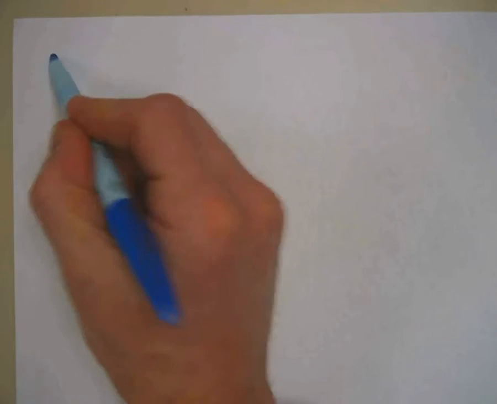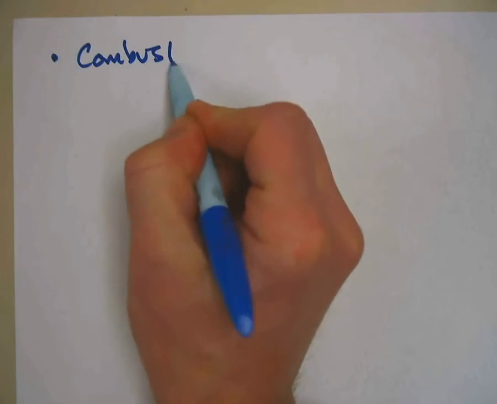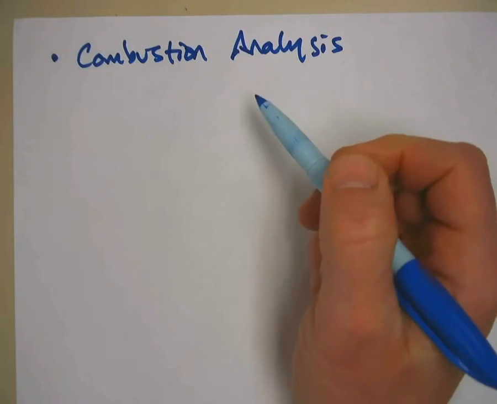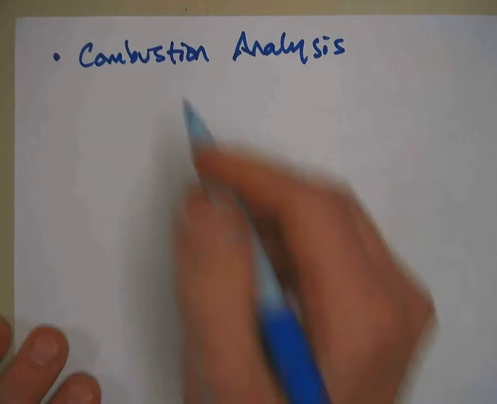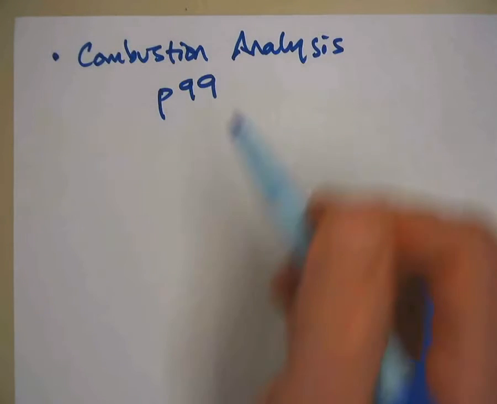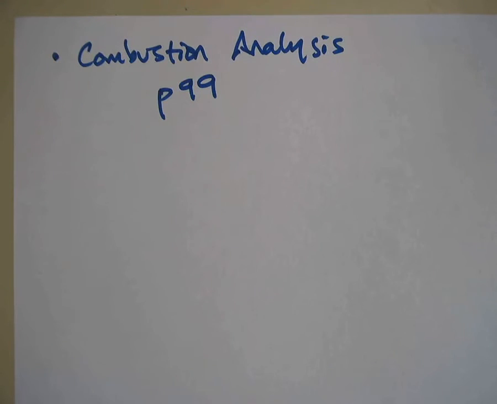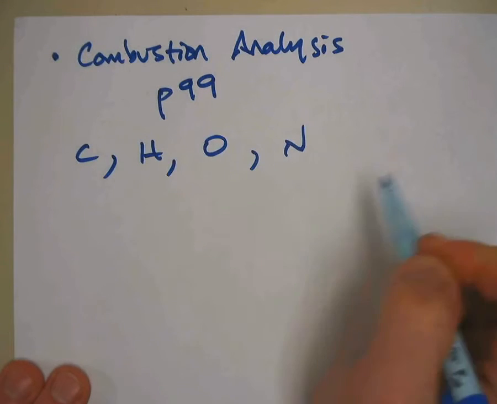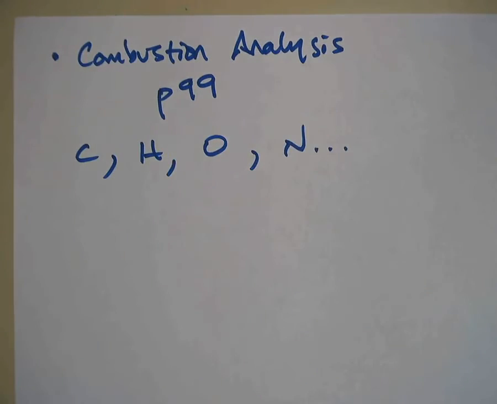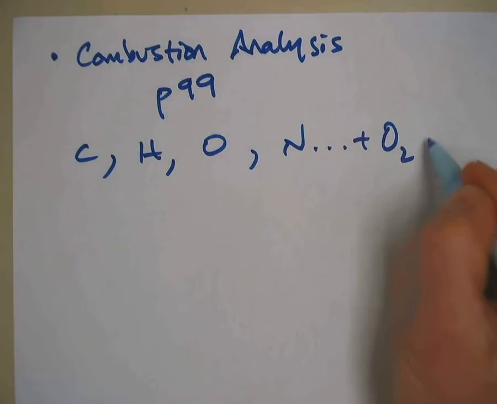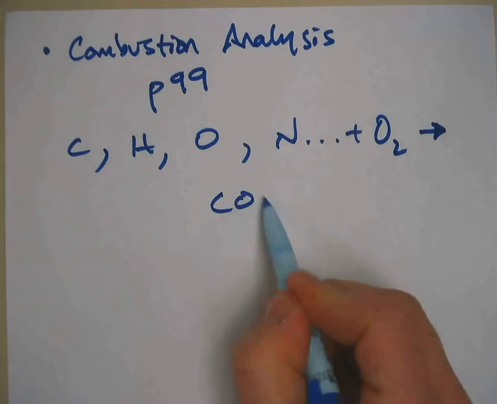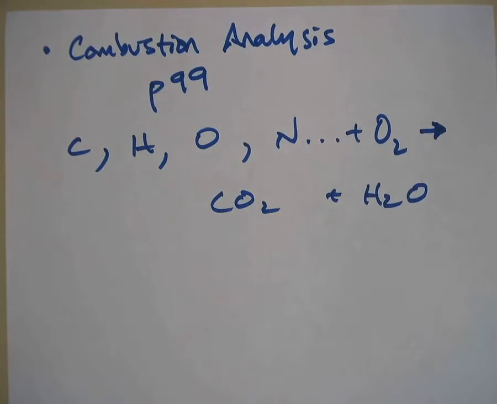Last one, Chapter 3 to know, is something called combustion analysis. And in the 10th edition of Brown LeMay Burston, this takes place on page 99. And what this one does is take something usually made of carbon, hydrogen, oxygen, maybe some nitrogen, maybe some other molecule too. And then what they do is they burn it. And when they burn it, of course, they burn it in oxygen. And the products of these types of combustion reactions are always carbon dioxide and water and maybe something else.